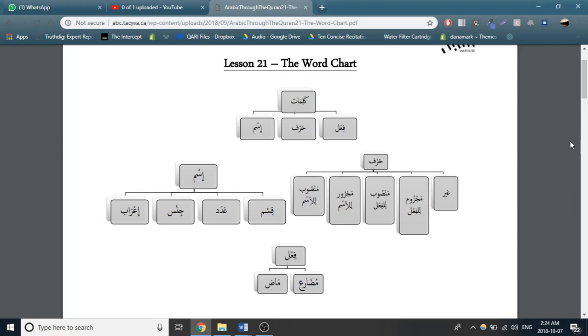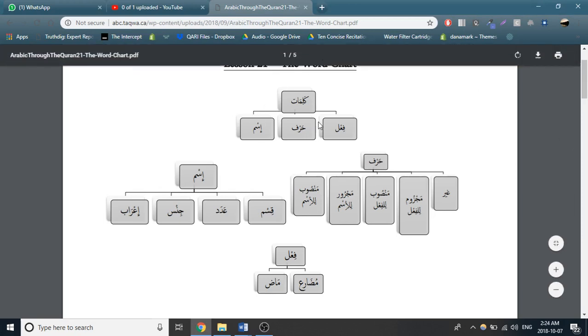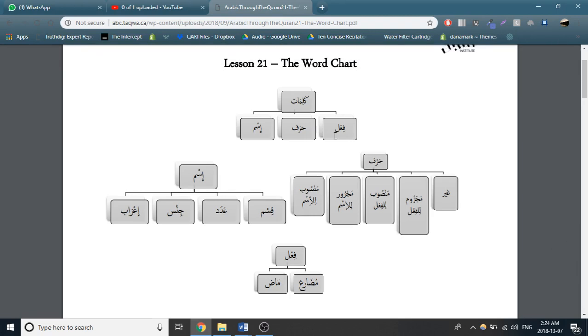Now we're going to go over pretty much a roadmap of the Arabic language. One of the things that Ustad wants us to do is record and send to him part of this chart, right? Not all 5 pages of it, just part of it, particularly the ism part of it. He wants us just to explain it and break it down. So we're going to do that.